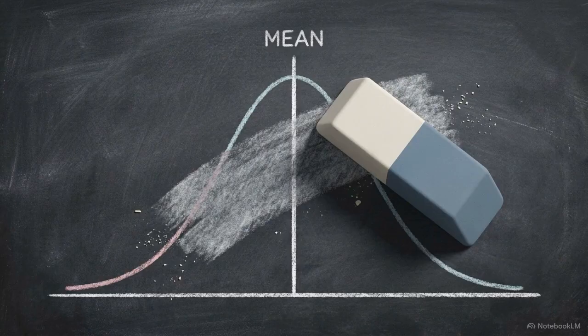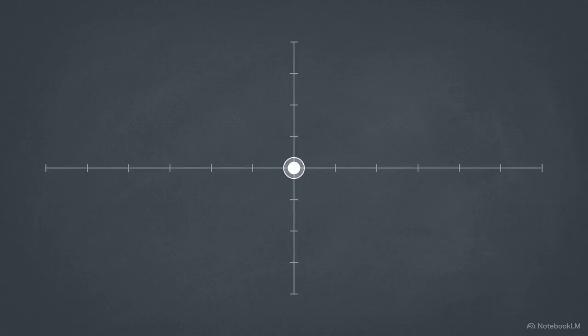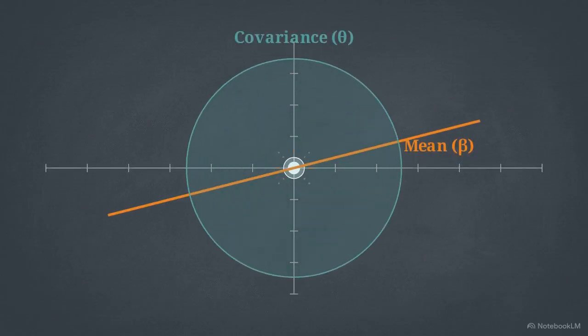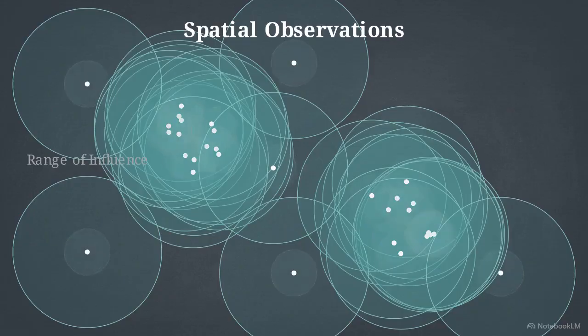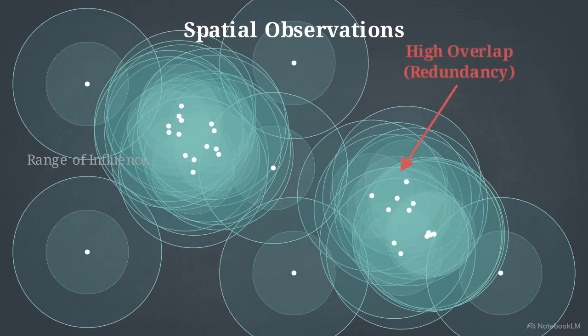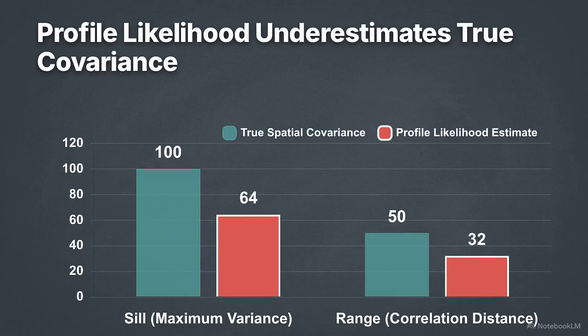The flaw in this approach is that it treats the mean as if it were known exactly, rather than estimated from the same data. This leads to a loss of degrees of freedom. We are using the data to estimate both the mean and the covariance at the same time. This loss is particularly severe in spatial statistics because the data points are not independent. The correlations between points mean they provide overlapping information. Because the profile likelihood doesn't account for this, it creates a false sense of precision, causing the model to systematically underestimate the true spatial covariance.